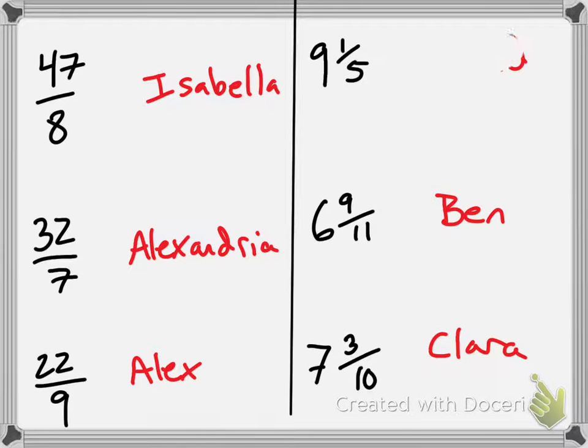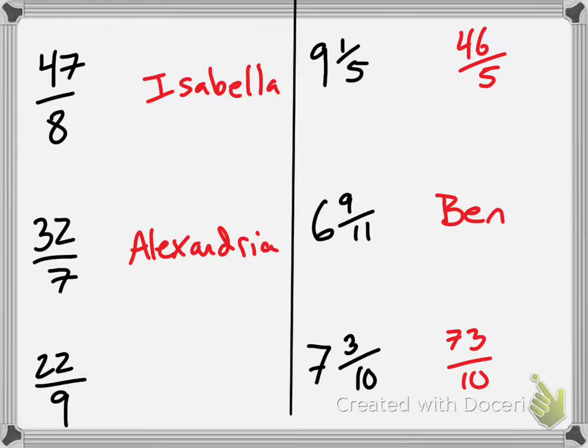So David's ready. David, what is 9 and 1/5 as an improper fraction? 46/5. Perfect. 46/5. 9 times 5 is 45 plus 1 is 46. Denominator stays the same. Clara, what about you? 7 and 3/10. What'd you get? I got 73/10. Perfect. 73/10. That's pretty easy. 7 times 10 is 70 plus 3 is 73.